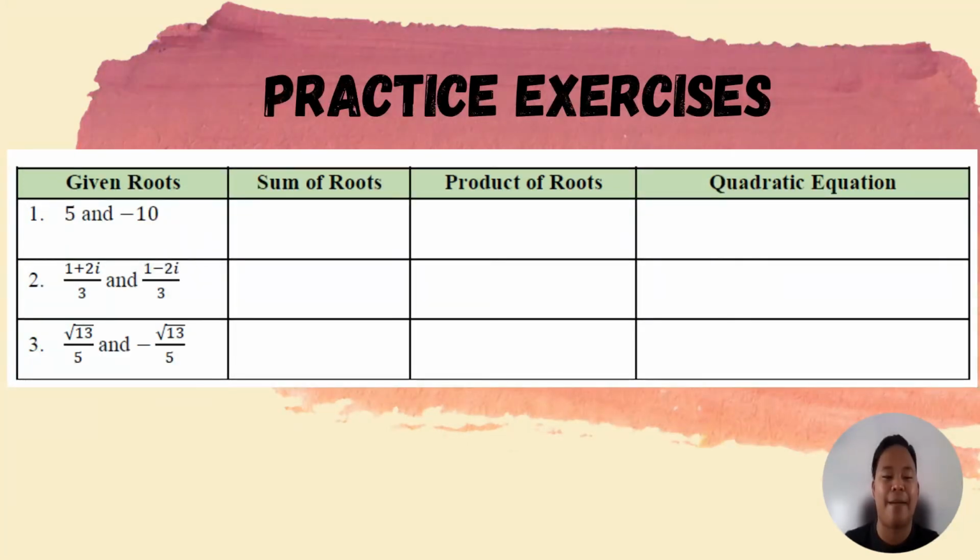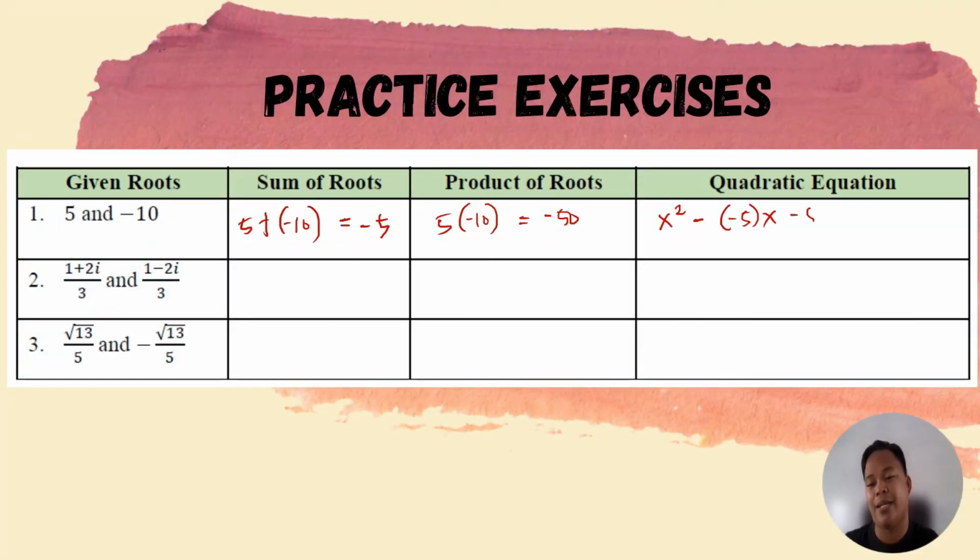Let us first determine the sum of the first given roots. 5 plus negative 10. The sum is negative 5. And the product, 5 times negative 10, is equal to negative 50. And its quadratic equation is x squared minus negative 5x minus 50 is equal to 0. Simplifying, x squared, negative times negative, positive 5x minus 50 is equal to 0. So, this is our quadratic equation.